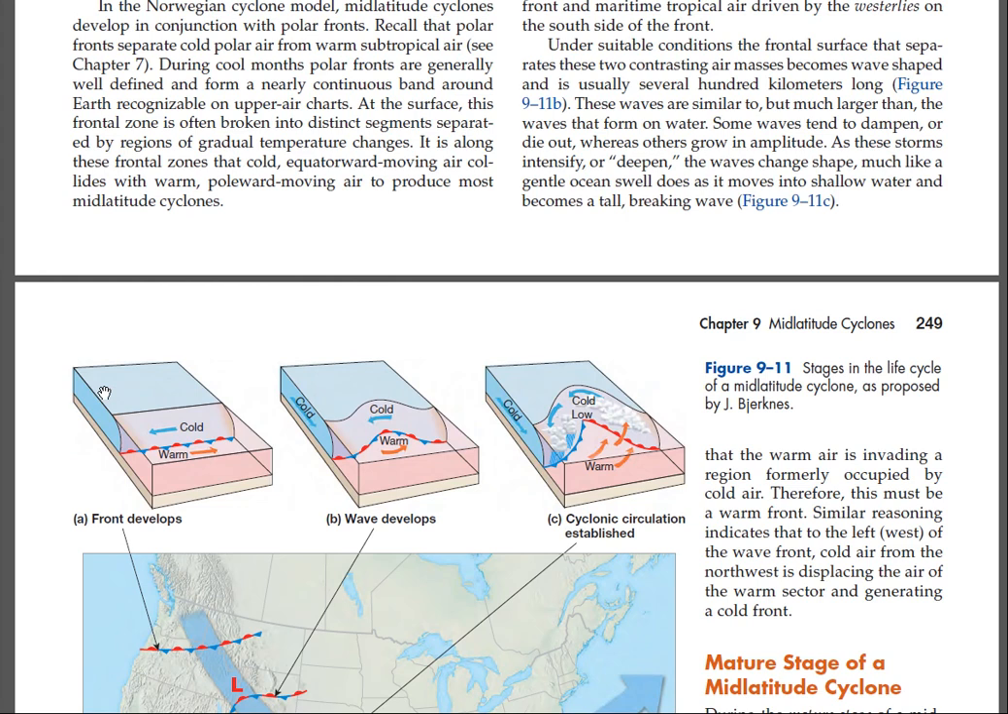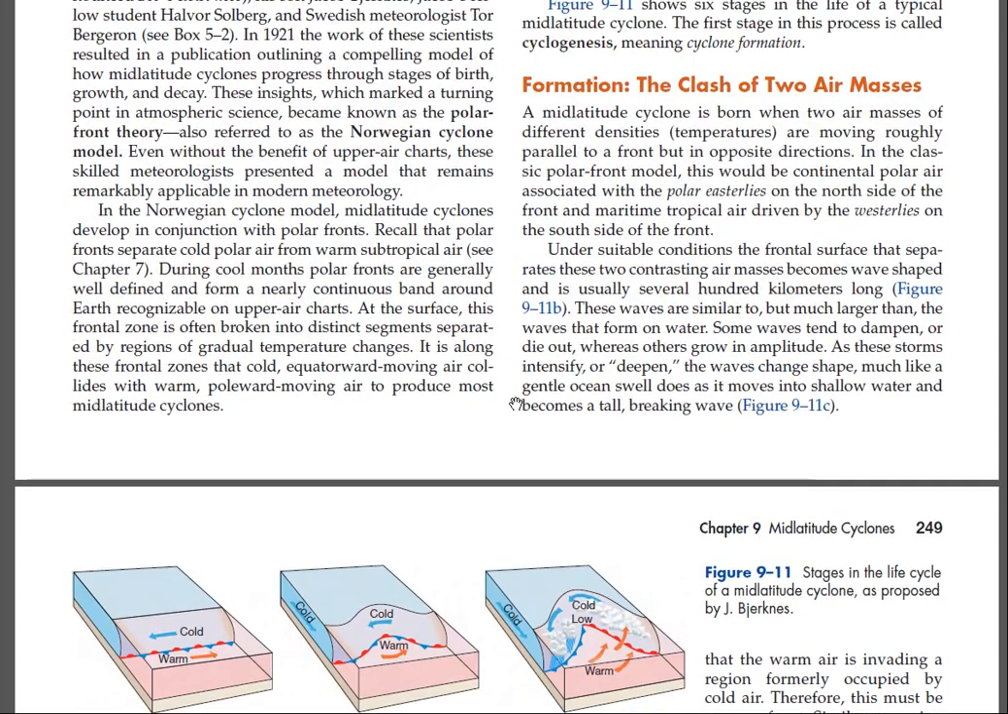usually several hundred kilometers long, Figure 9.11b. These waves are similar to, but much larger than, the waves that form on water. Some waves tend to dampen, or die out, whereas others grow in amplitude. As these storms intensify, or deepen, the waves change shape, much like a gentle ocean swell does as it moves into shallow water and becomes a tall, breaking wave, Figure 9.11c.